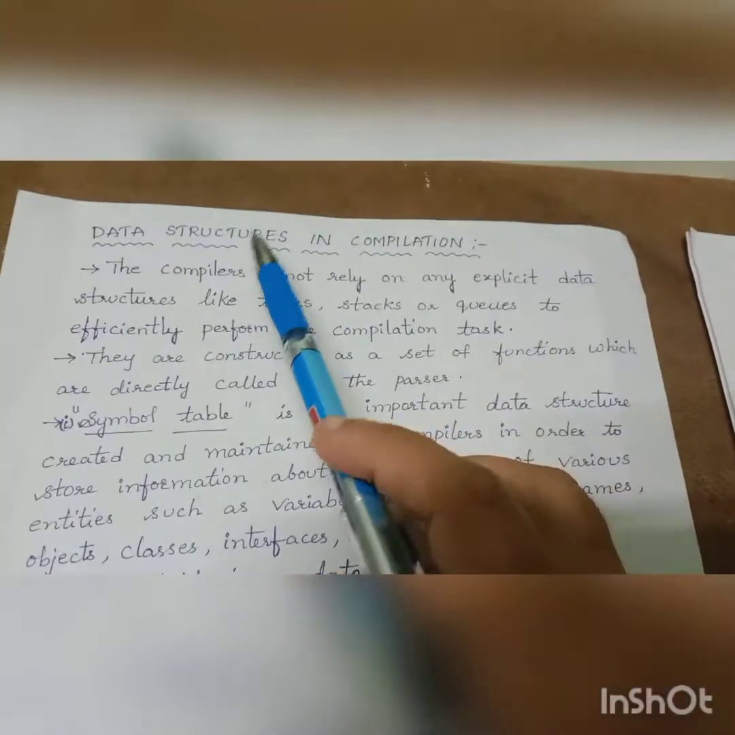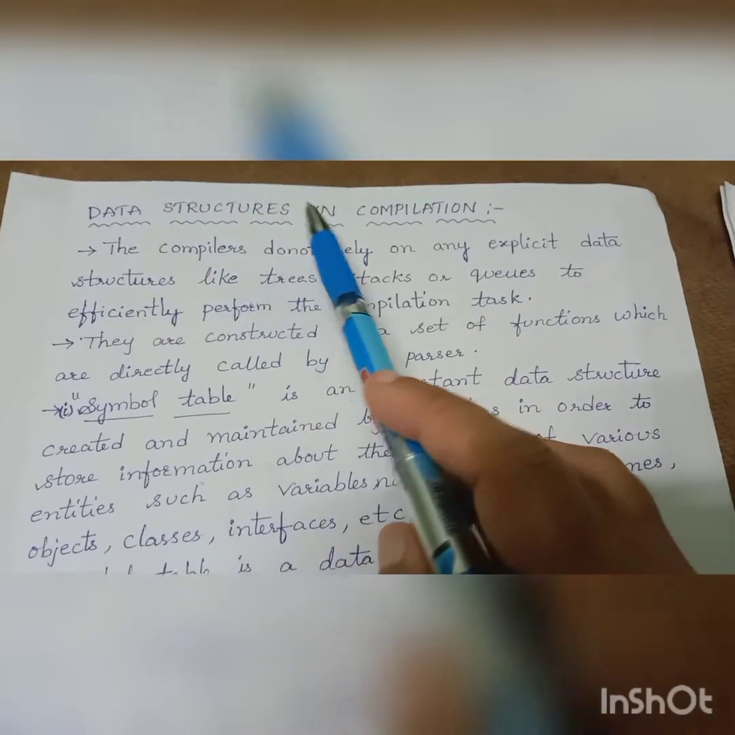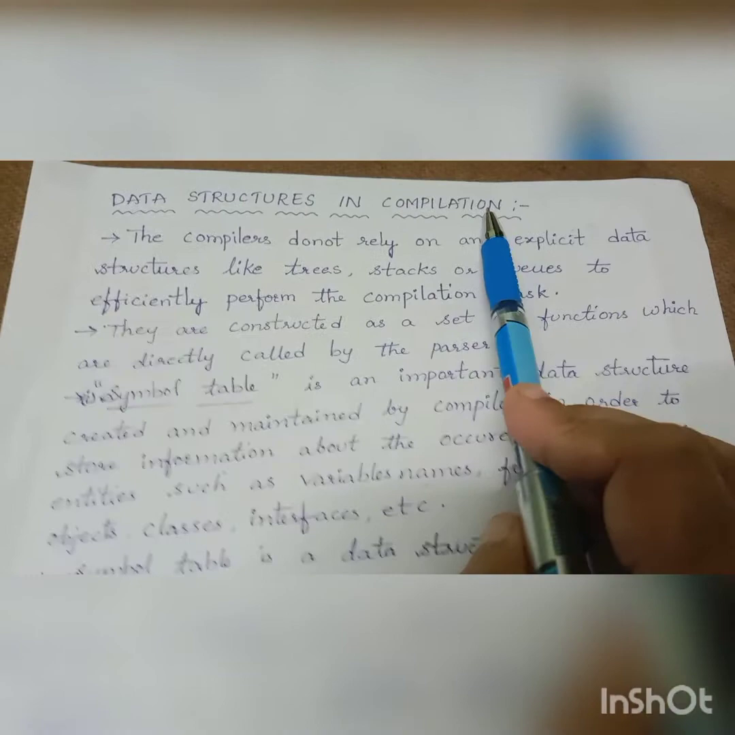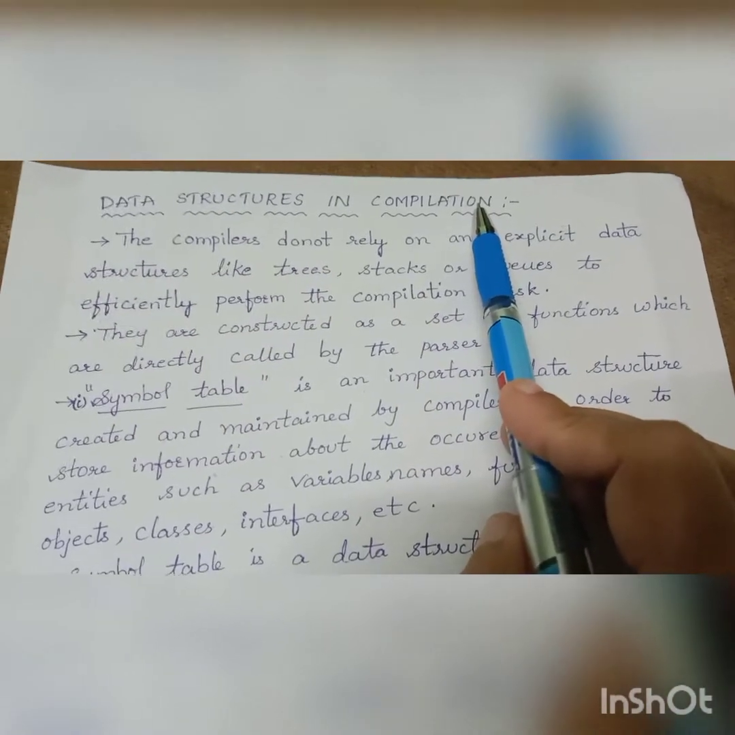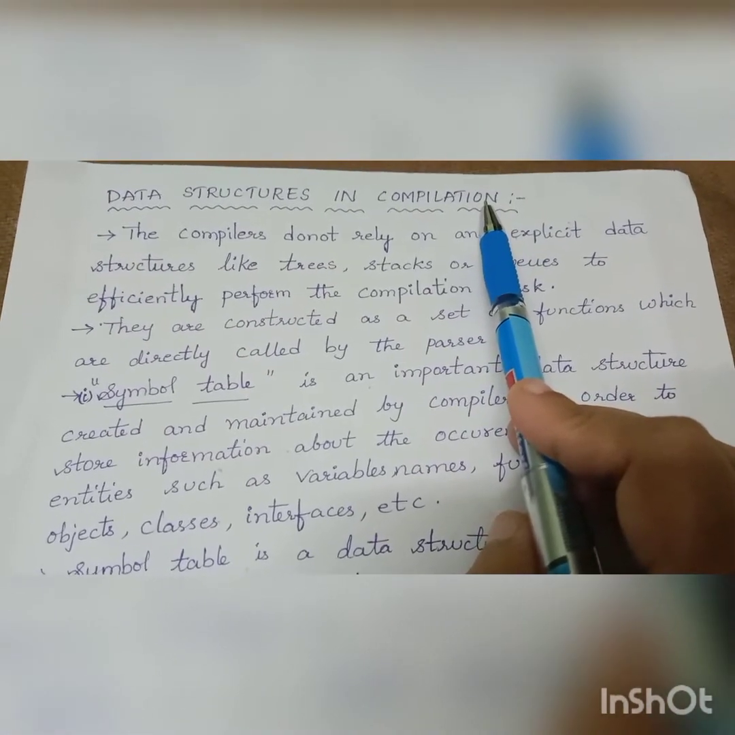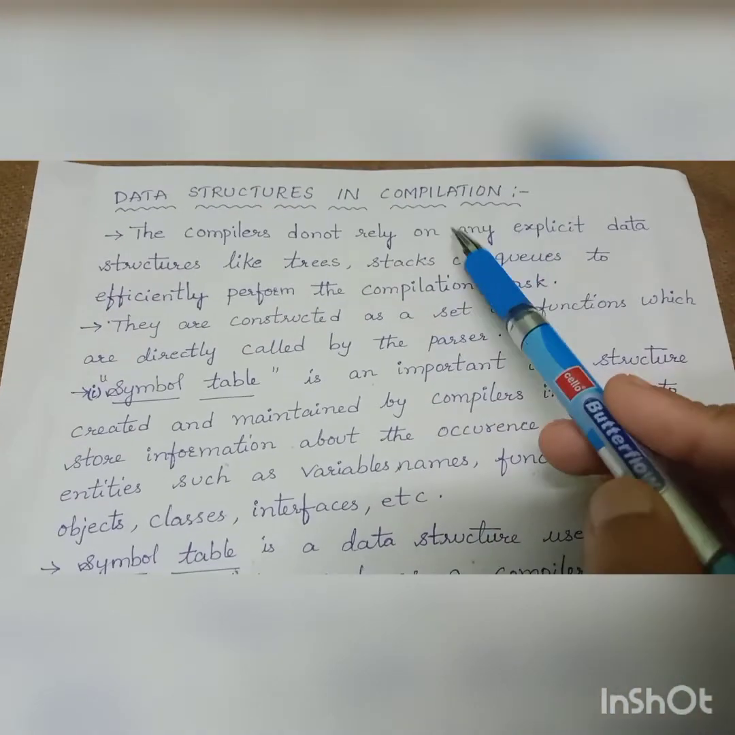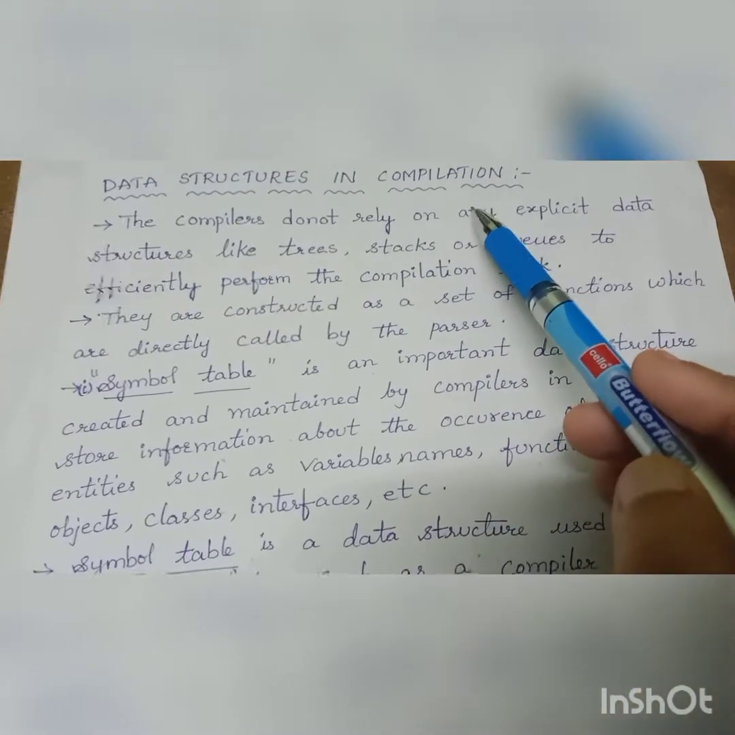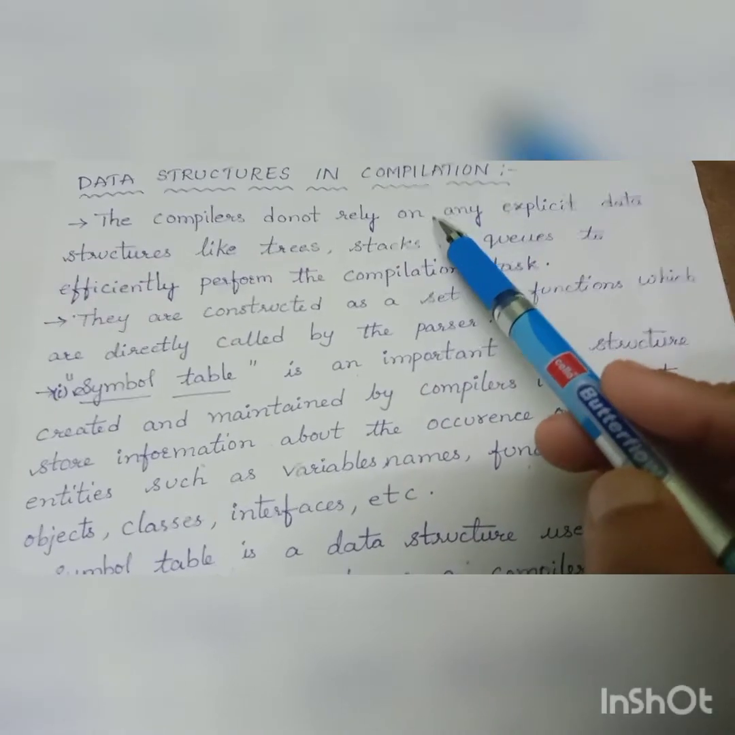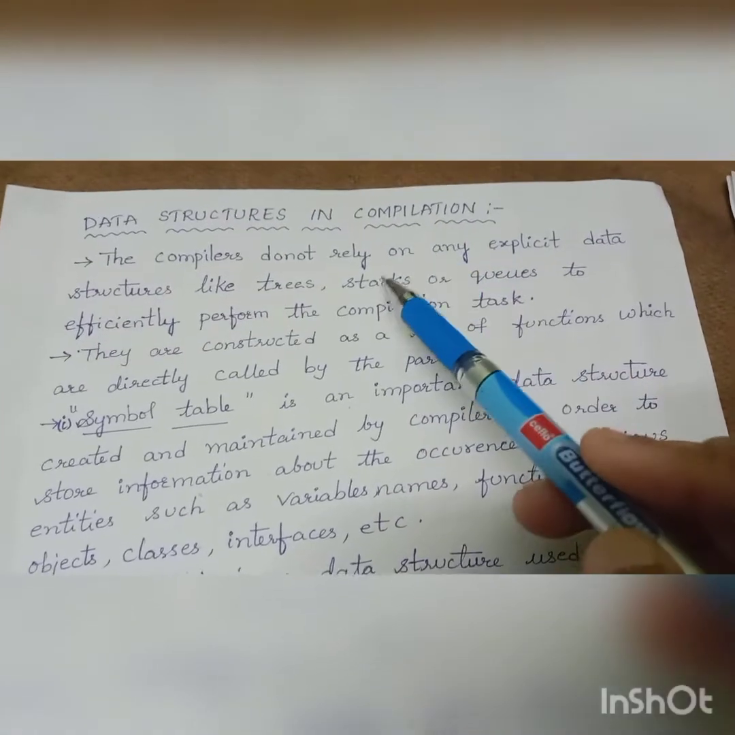Hello everyone. The topic is data structures in compilation. Normally in C language, we have data structures like stacks, queues, etc. In the same way, in our compiler design also, we have some data structures. So what are they? Let's see.